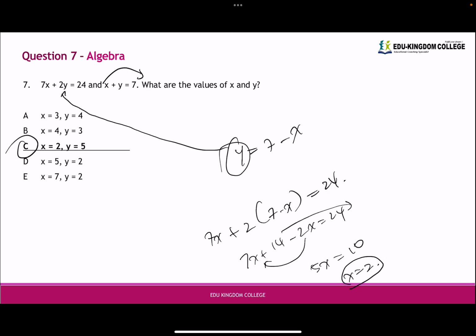Okay, now you can sub in x equals 2 into here. So 2 plus y equals 7. To find what y is, y equals 5?